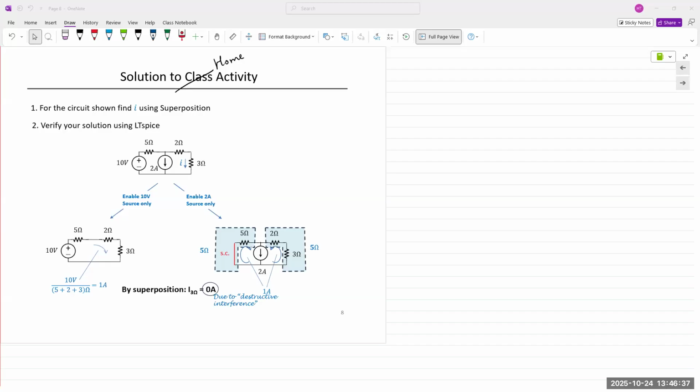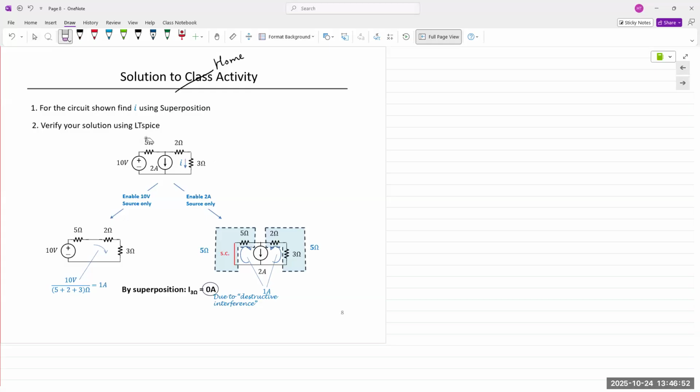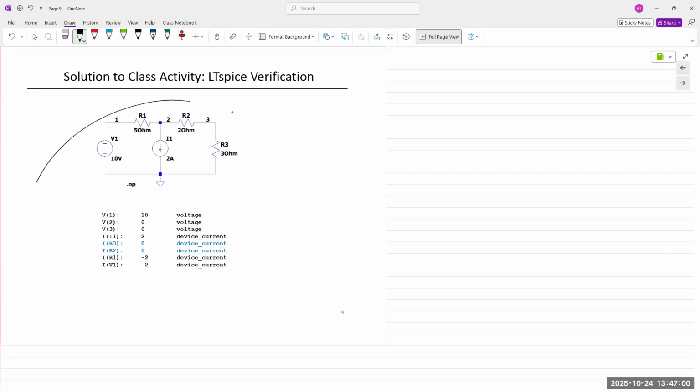So I think the homework question had like three sources. This one's not that unique, but it made it convenient because you have 5 ohms here and 5 ohms here also. So it's very straightforward to solve. Not that difficult. And then I think the last one was just an LTspice simulation. The solution is given right here.